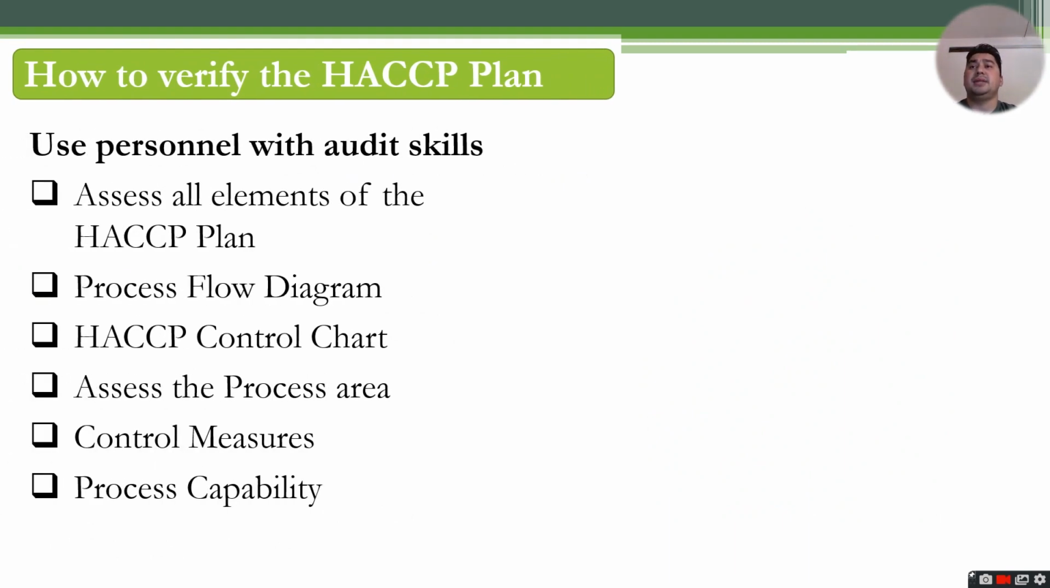Now, how to verify the HACCP plan? Use personnel with auditor skills. Whenever you are choosing any person for the audit, that person should have auditor skills. Assess all elements of the HACCP plan. Process flow diagram, you need to check. Whenever you're checking the process flow diagram, make sure that it is accepted by the HACCP team and there is a signature by the HACCP team as well. And the HACCP control chart should be there. Assess the process area, control measures, and process capability.